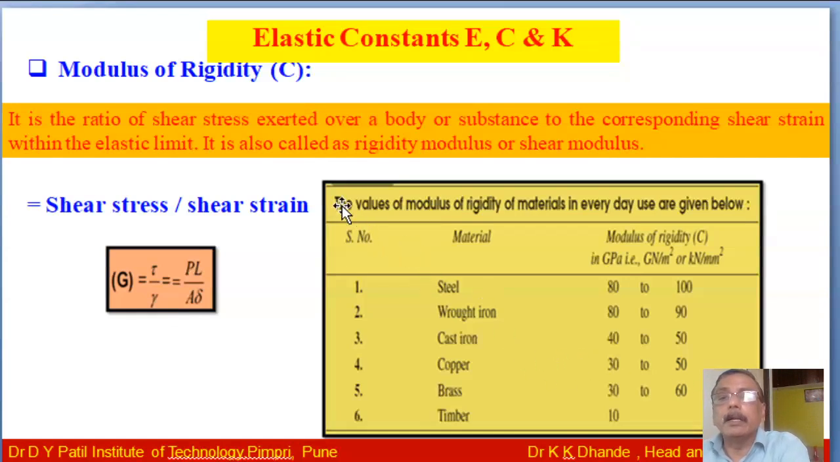Now here in the table, we see a number of materials and their corresponding values of modulus of rigidity. For steel, that is 80 gigapascal, wrought iron 80 gigapascal, cast iron 40, copper 30 gigapascal, brass 30 gigapascal, and timber, that is 10 gigapascal.